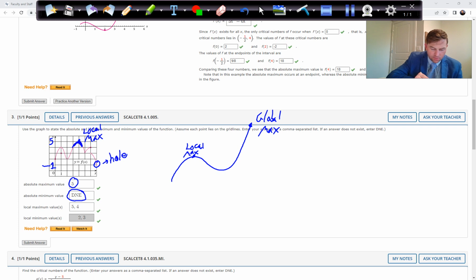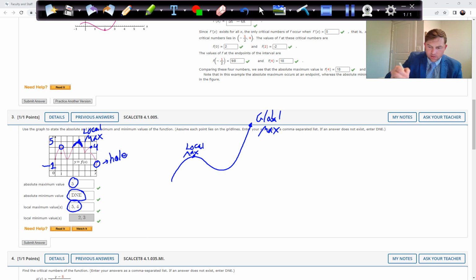Okay, so we have a local max also at 5, because it is a hump, and then we also have one at 4. So this one's also interesting because this has a hole at 4, so that one doesn't count, but this one is a hump that ends right there at 4, so that's why we get 5 and 4.